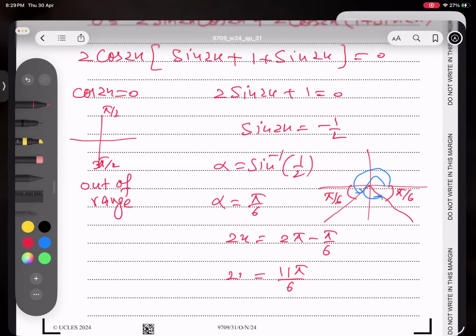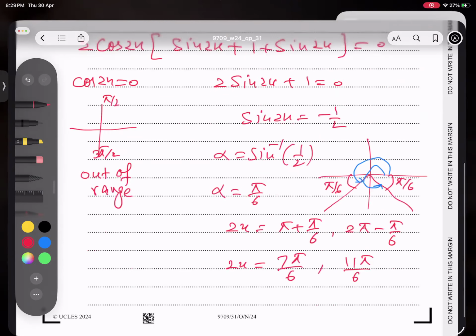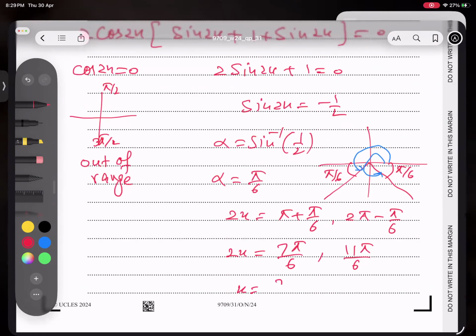And this 2x here, we can check even the first part. Just a minute. Okay, so the first angle is what? Pi plus pi by 6, and this is coming with 7 pi by 6. And now divide by 2. So we got 7 pi by 12 and 11 pi by 12.